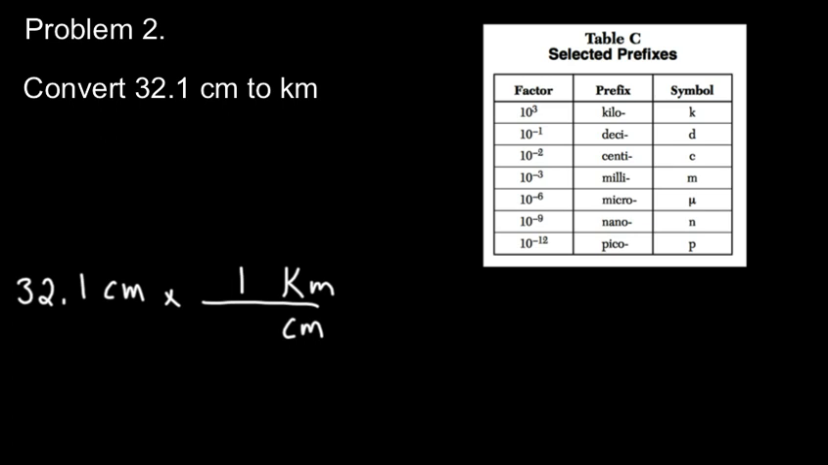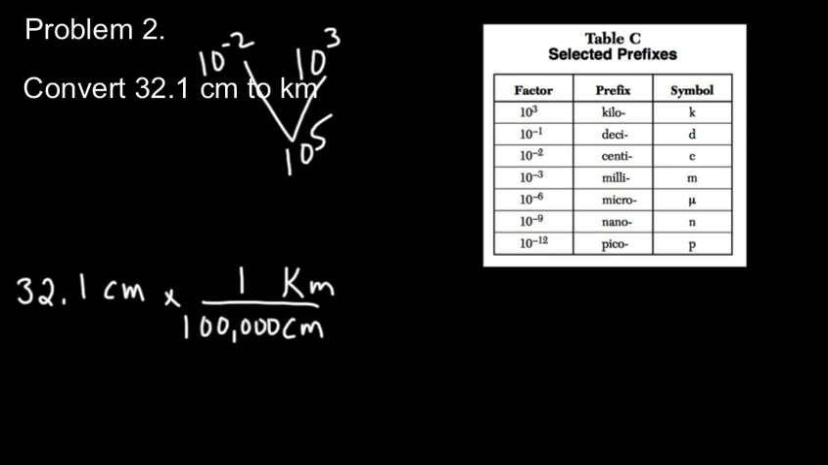To figure out that number, we go to the chart, table C. Centi is 10 to the negative 2. Kilo is 10 to the positive 3. The difference between those is 10 to the 5th. So that would be 1 kilometer is 100,000 centimeters. And if we take a look here, centimeters will cancel.